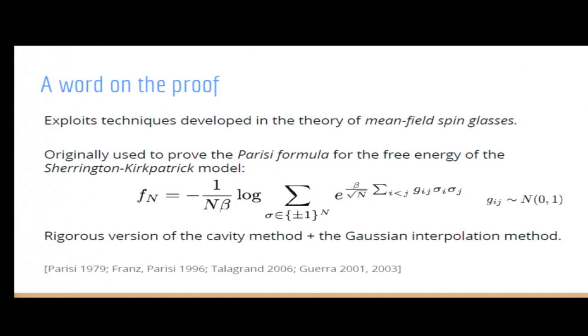So a word on the proof. The proof uses techniques that come from spin-glass theory and that were originally invented to deal with this kind of model. This is called the Sherrington-Kirkpatrick model. Parisi conjectured the formula for the limiting value of this partition function. And later, 25 years later, Talagrand and Guerra developed the necessary technology to actually prove the limiting formula, and those are the techniques that we use in this work.